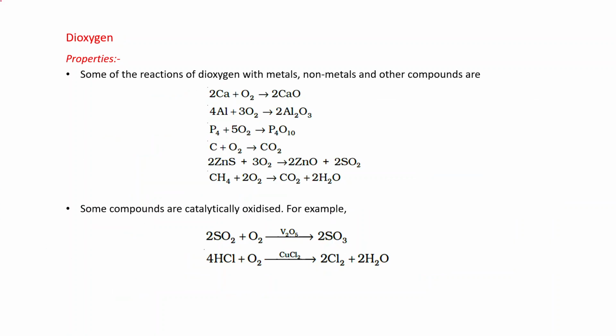These are some reactions of dioxygen with metals, non-metals and other compounds. Like with calcium, it forms calcium oxide. With aluminium, aluminium oxide. Phosphorus is a non-metal. It forms phosphorus pentaoxide P2O5, but it exists as a dimer. That's why we have written P4O10.